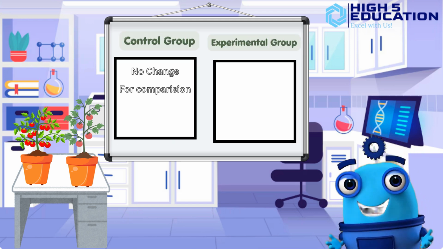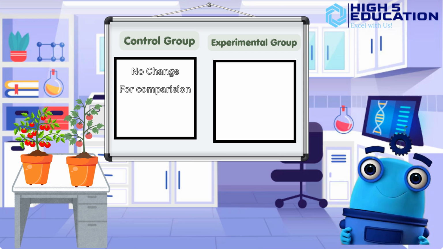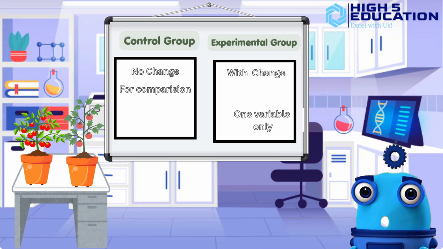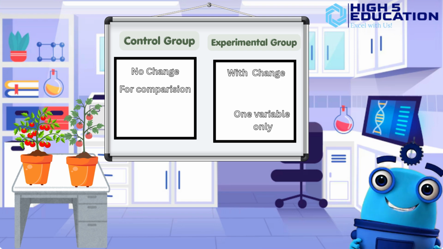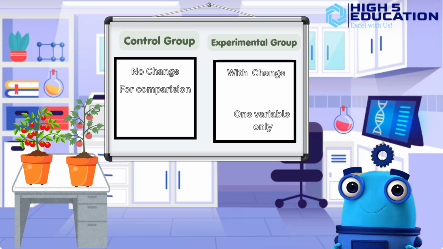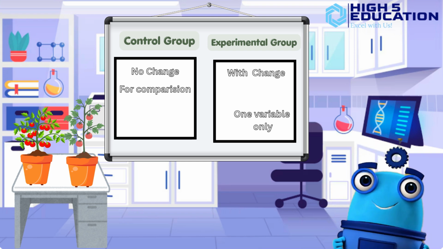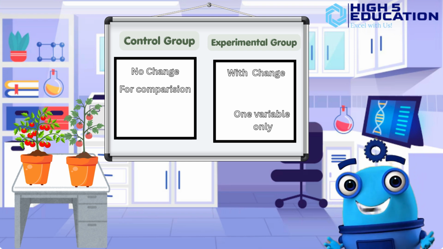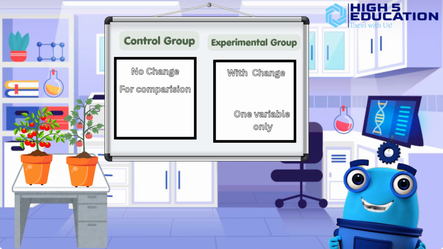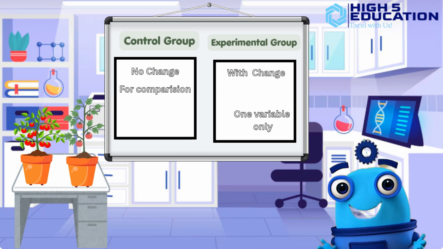Again, a control group is the group that does not get the change. It stays the same so we can compare. And an experimental group gets the one change, the variable, we are testing. Only one variable should change between control and experimental groups so we know what caused the result. The control group helps us see if the change really made a difference.